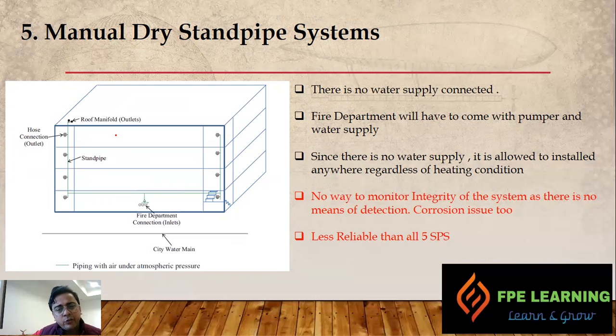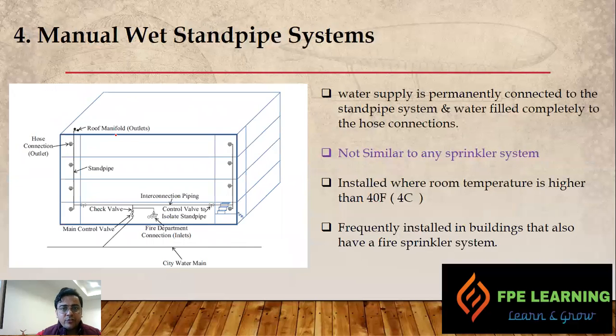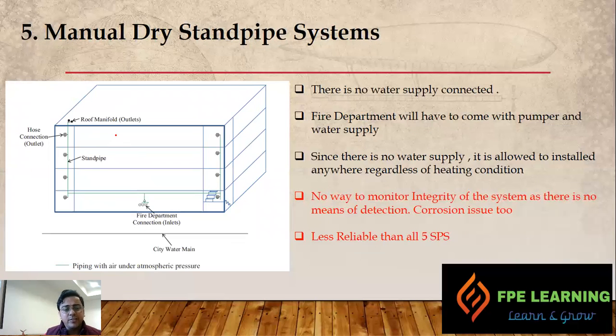This is why this is less reliable than all of the five standpipe systems, and firefighters have a concern regarding broken pipes, because in case of a fire it is not going to work. So both the manual wet pipe system and manual dry standpipe system are only allowed for low rise buildings, not for high rise buildings. It means if the building height is more than 75 feet, it is not allowed at that location, right?